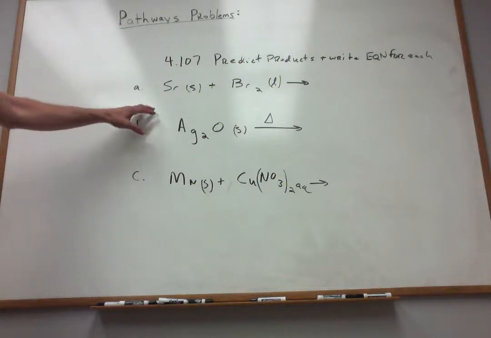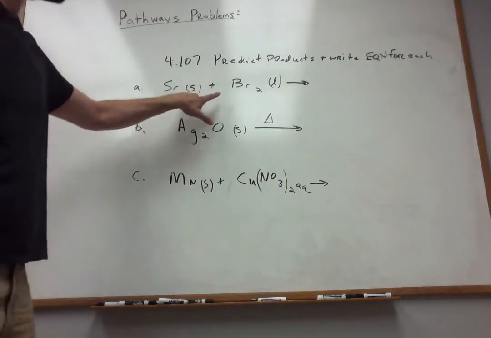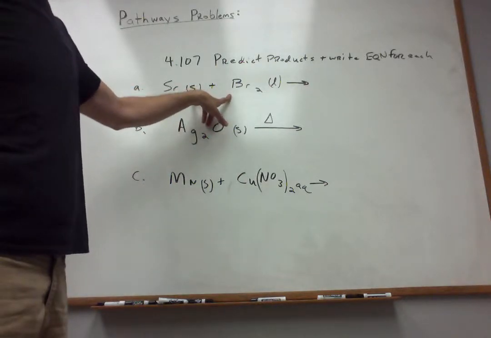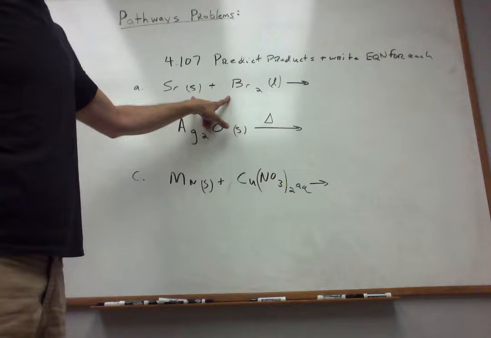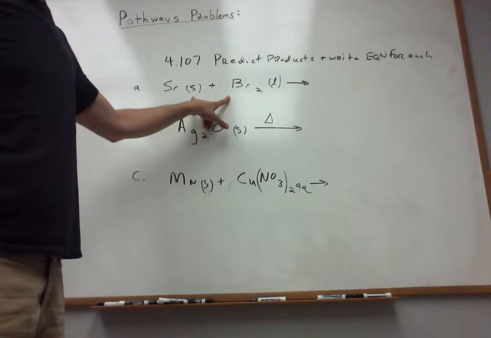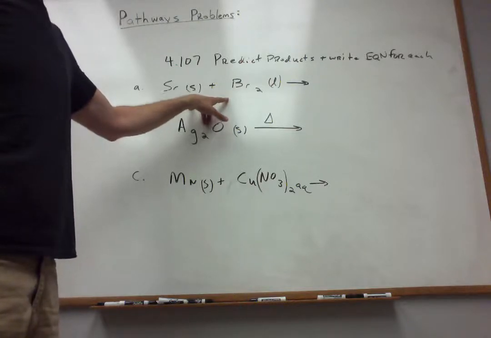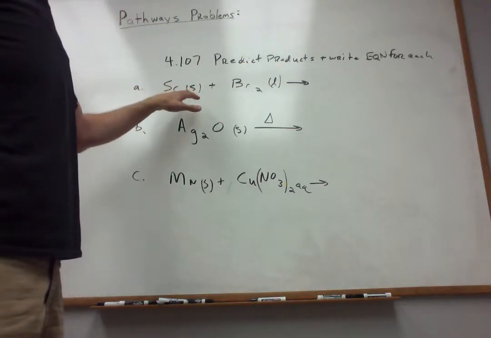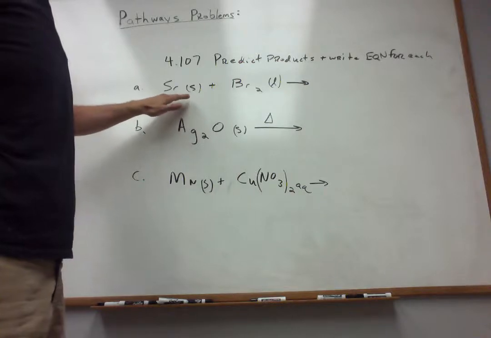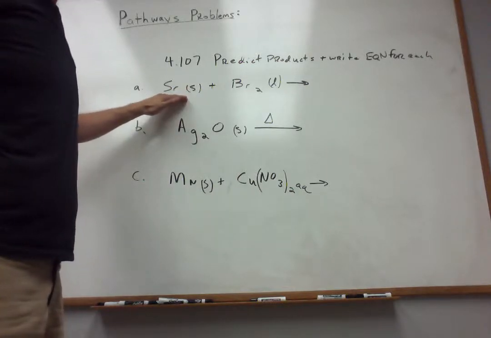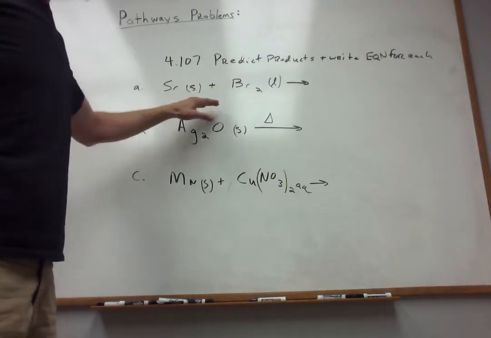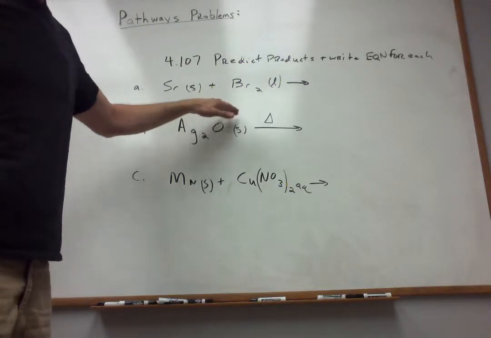Now, if I'm looking at a reaction such as this one, I'm trying to figure out what in the world could happen. I quickly try to think about the chemicals at play, their tendency to want to be oxidized or reduced, and what exactly could possibly occur here, okay? I just kind of use chemical intuition, I guess you could say. So I'm starting off with strontium solid, and I've got liquid bromine.